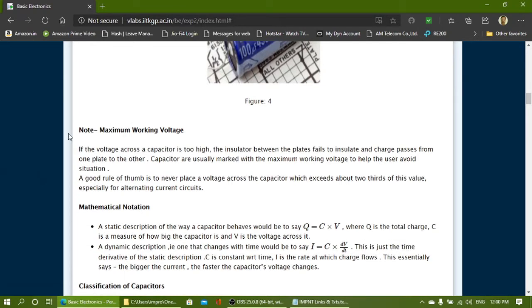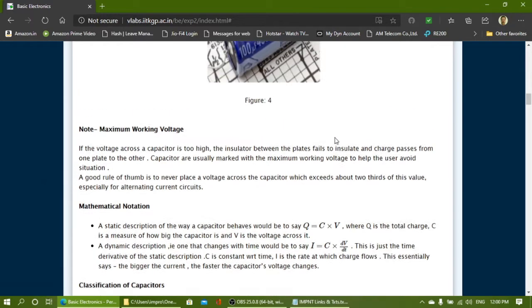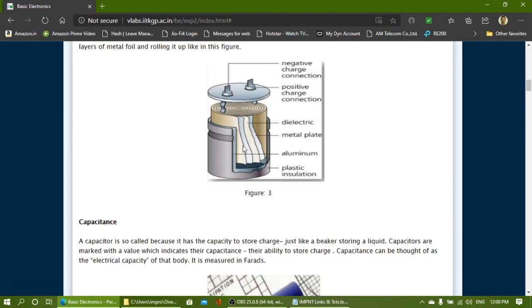Now look at the note on the maximum working voltage, where they say that if the voltage across a capacitor is too high, the insulator between the two plates fails to insulate. That means, as I already mentioned, it depends on the material or properties of the dielectric. The capacitor's maximum working value has been defined.